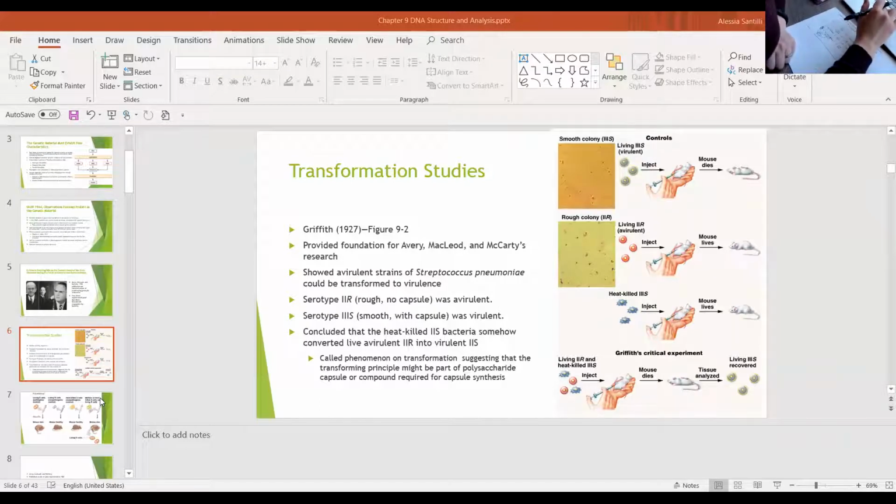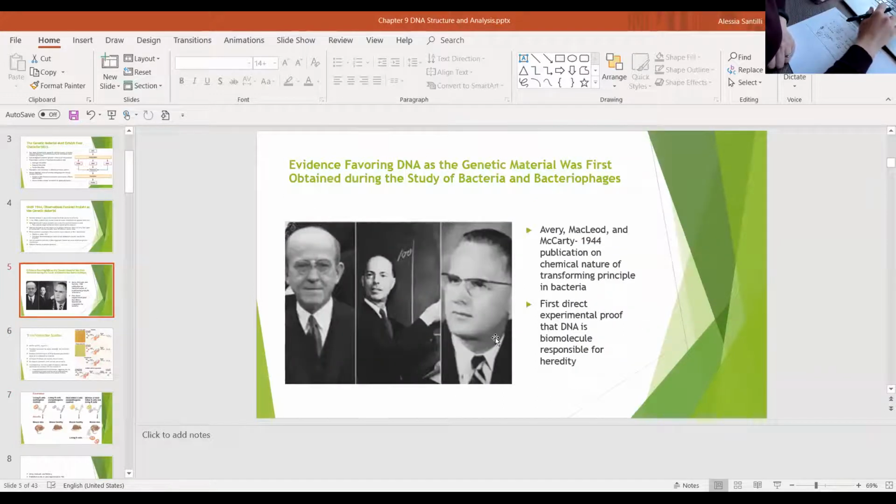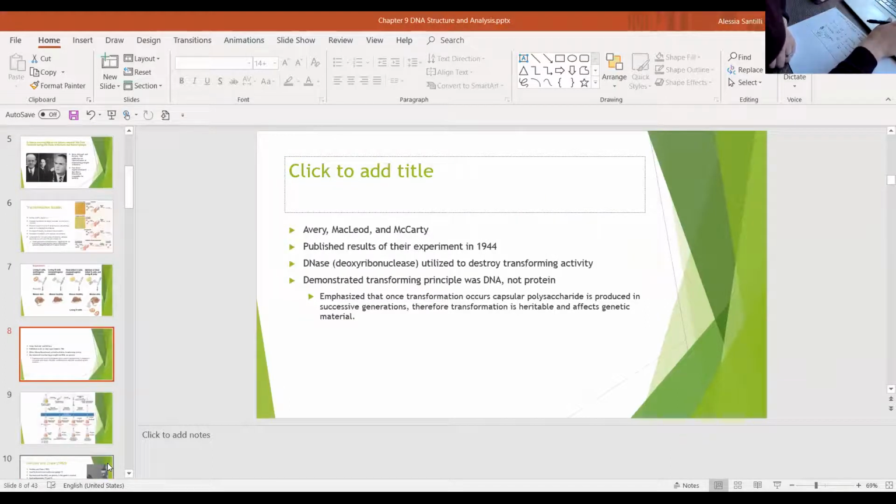Okay, so they wanted to actually see what this transforming principle really was, what the chemical compound was composed of. And so they carried out an experiment where they took this transforming principle and subjected it to various kinds of enzymes. Okay.